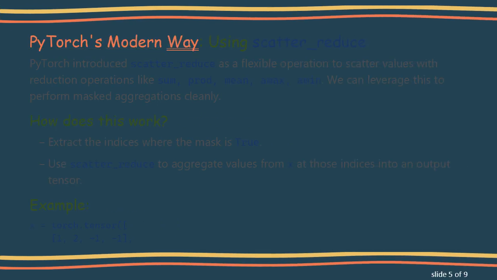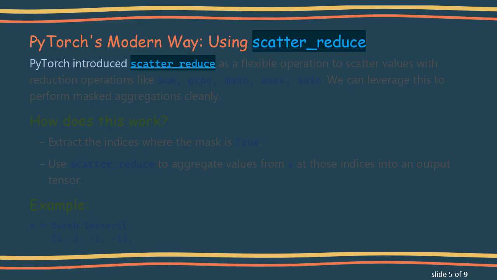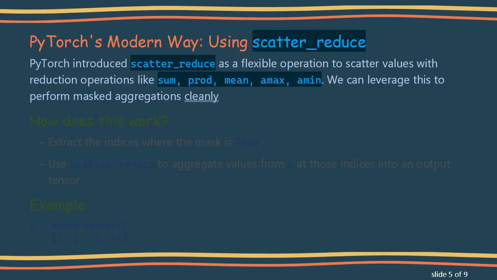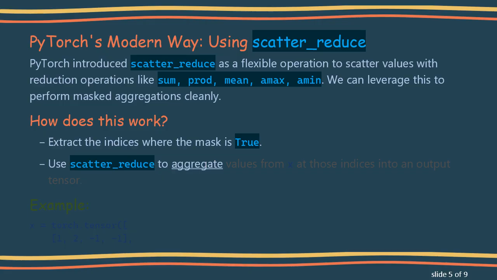PyTorch's modern way, using scatter_reduce. PyTorch introduced scatter_reduce as a flexible operation to scatter values with reduction operations like sum, prod, mean, amax, amin. We can leverage this to perform masked aggregations cleanly. How does this work? Extract the indices where the mask is true. Use scatter_reduce to aggregate values from x at those indices into an output tensor. Example.